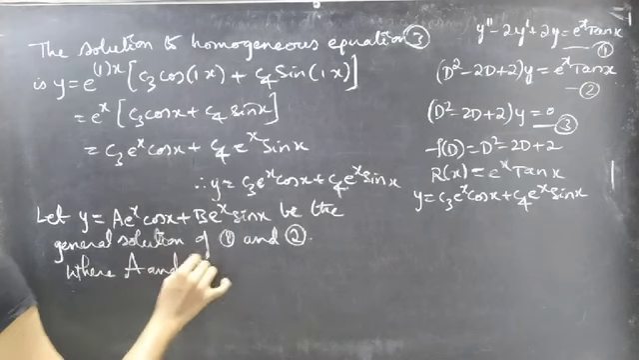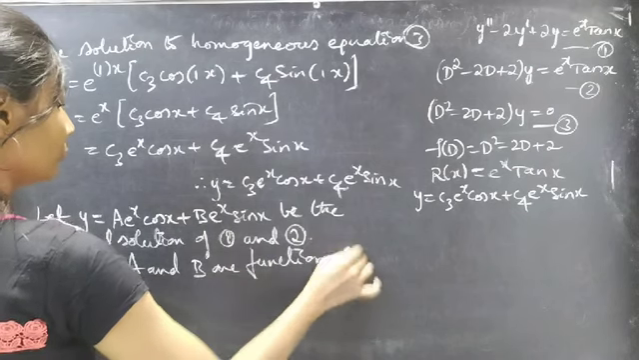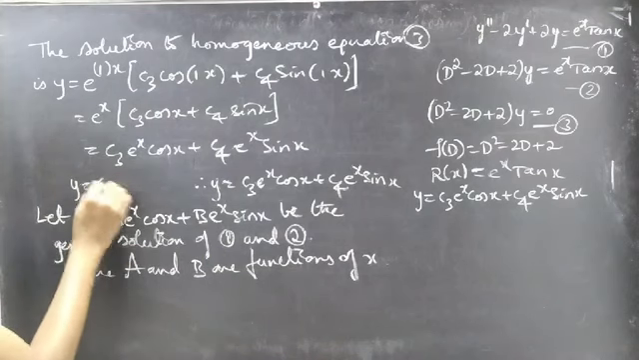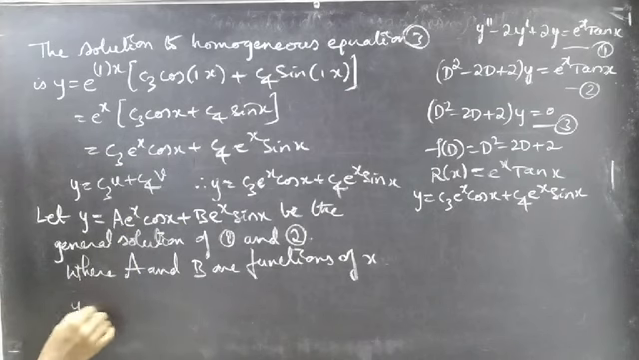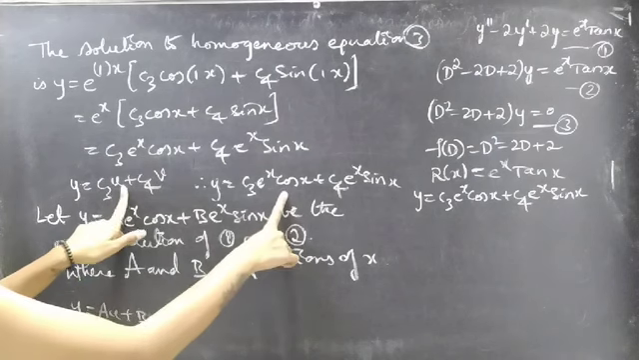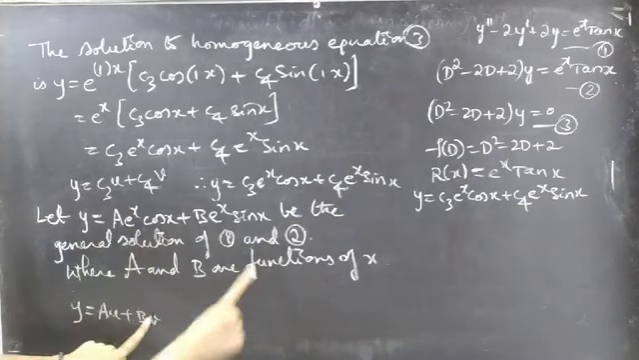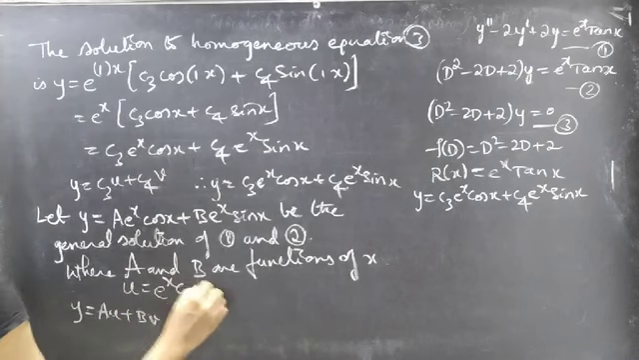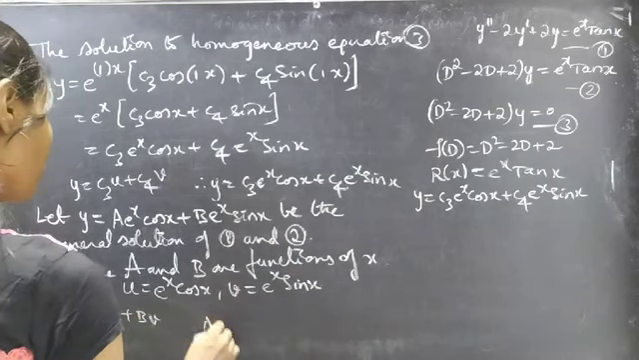Where a and b are functions of x. Now we can compare the homogeneous solution, y equal to C3 u plus C4 v, with y equal to au plus bv, where u is e power x cos x and v is e power x sin x. And we'll find A and B using the formula.